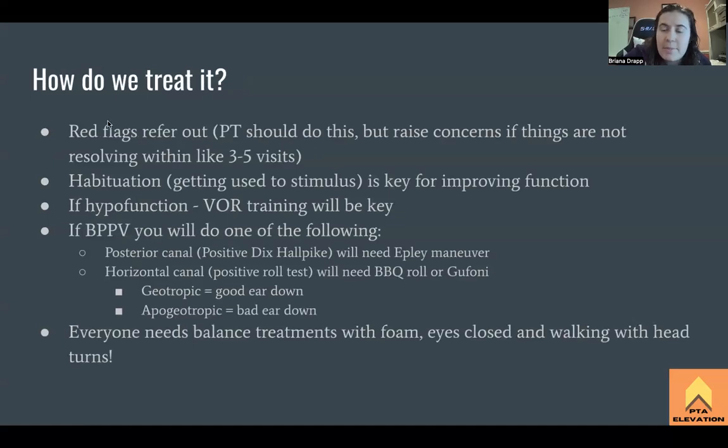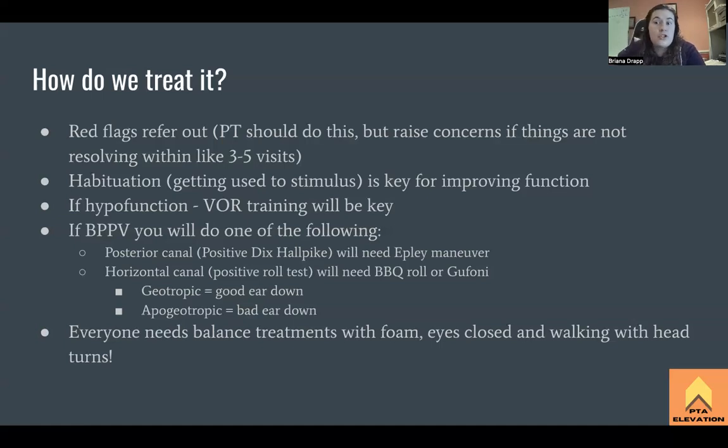So how are we treating it? Again, the PT is going to screen for those red flags of a brain tumor or something very serious. And again, the patient should have a significant improvement in symptoms if it's truly BPPV within 3 to 5 visits. Even with a hypofunction, they should start feeling better, at least with these habituation exercises, within 3 to 5 visits. So habituation, after you do your Epley or whatever you need to do to assess if it's BPPV. Well, Epley will treat that. The Dix-Hallpike will identify it, but do your Epley and stuff like that for the patient.